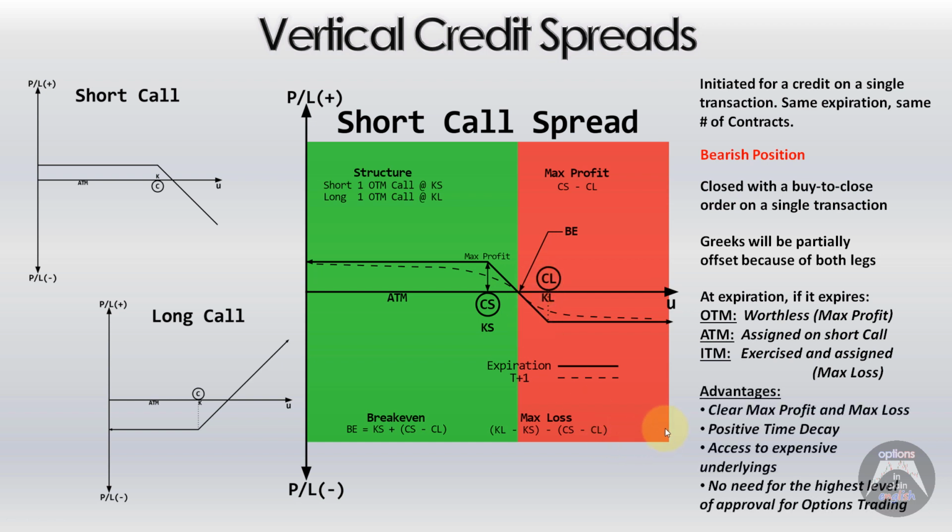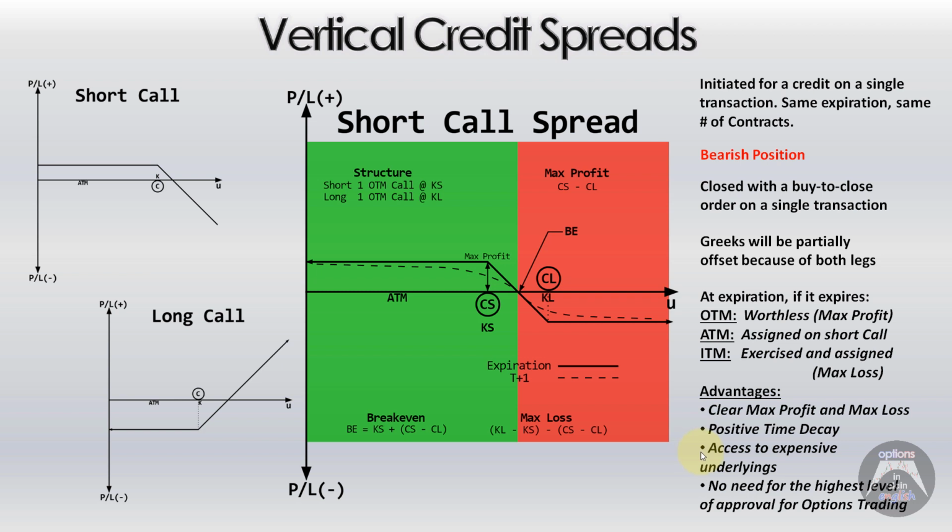So we have a few advantages for this spread. The advantages are that it's a clear max profit and max loss. You have positive time decay because your short call is going to be bigger than the long call because it's going to be closer to the at the money. It's closer to where the price is. So you're going to have positive theta here, positive time decay, and then negative time decay here, but this one's bigger. So time passing is positive for you.